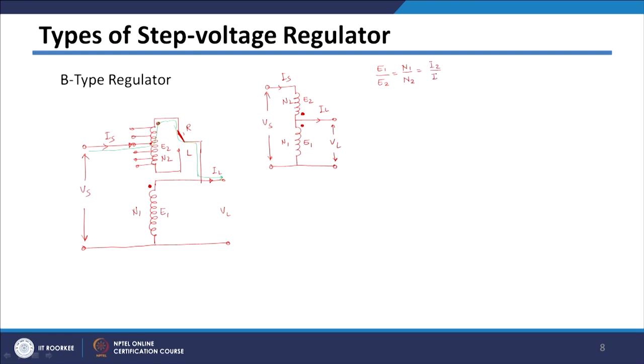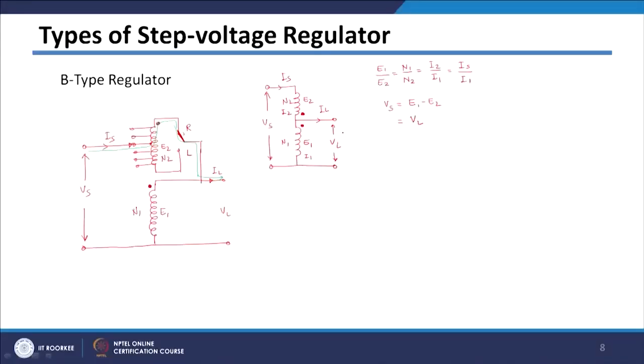I2 by I1. Basically, this current I am calling I1, and this current I2, which is equal to Is, both currents are the same. So, I can say it is Is divided by I1. Now, if you see, the voltage Vs will be equal to E1 minus E2, both are in opposite directions, the dots are in opposite directions. So, the voltage will be E1 minus E2.